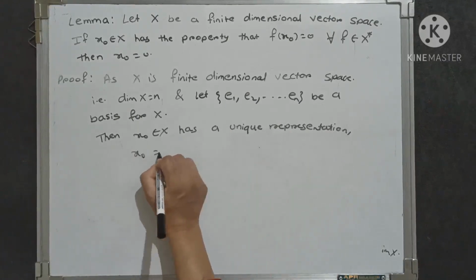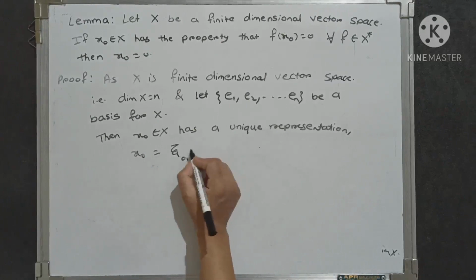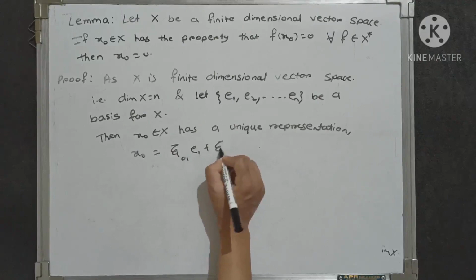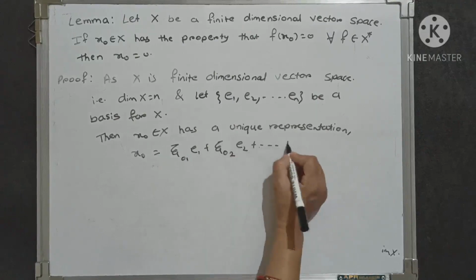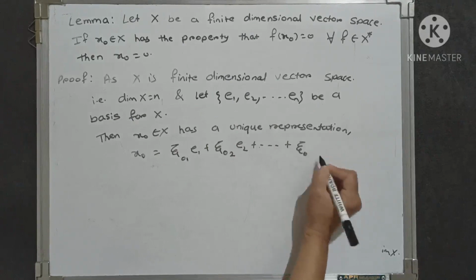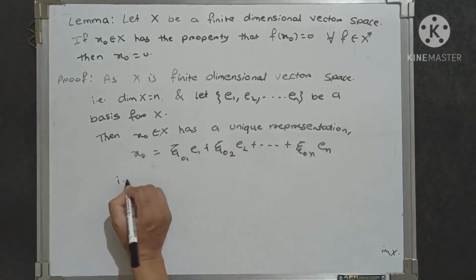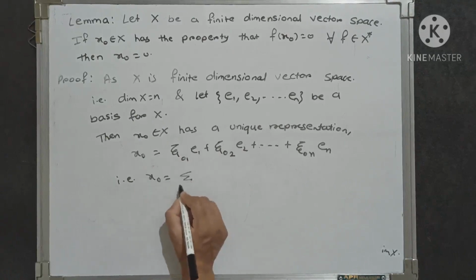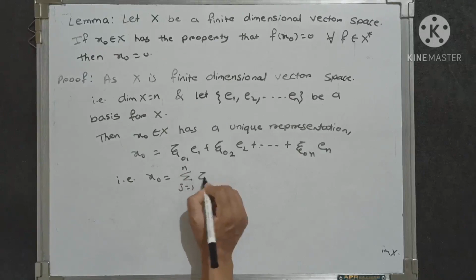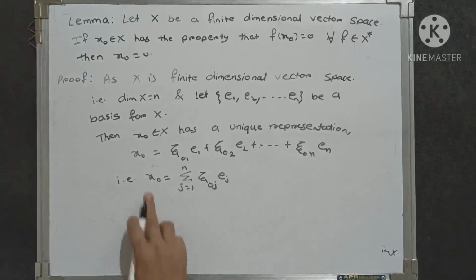x naught equals xi 01 e1 plus xi 02 e2 up to xi 0n en. It is written in the form of summation, that is, x naught equals summation j running from 1 to n of xi 0j ej. It is the value of x naught.